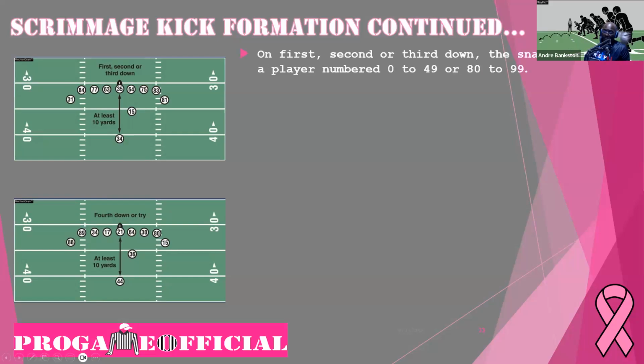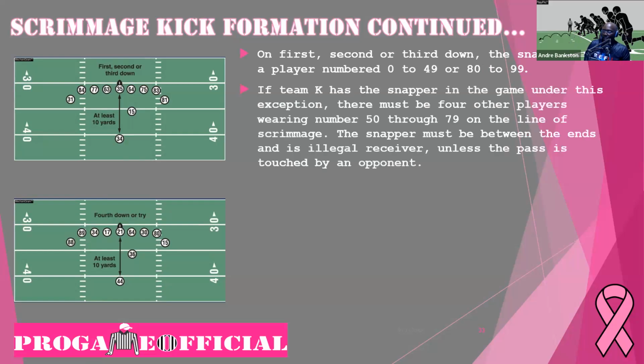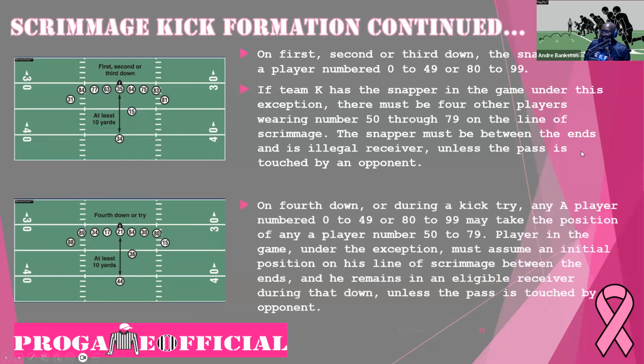So if it's going to be on 1st, 2nd, and 3rd down, you've got to have 5 players on the line numbered 50 through 79. But on 1st, 2nd, and 3rd down, only the snapper can be outside that number restriction, and all the other 4 players must be 50 to 79. And if it's on 4th down, all bets are off. It's going to be any numbers on the field. So 1st, 2nd, and 3rd down has a different rule than 4th down on a scrimmage kick.